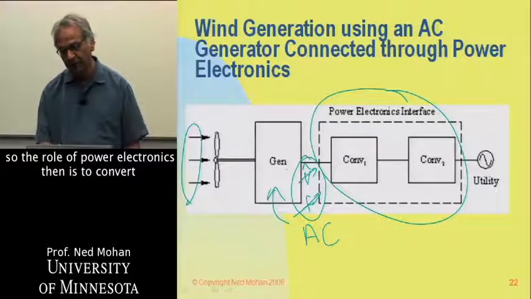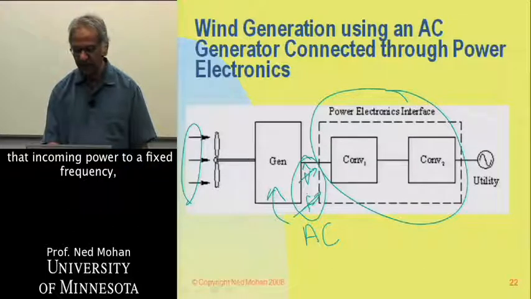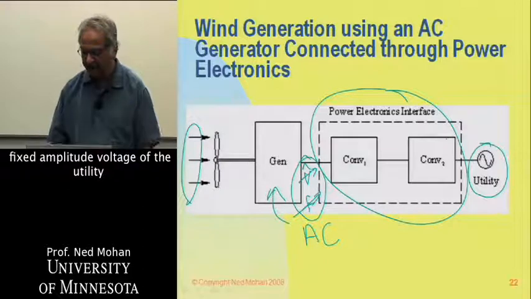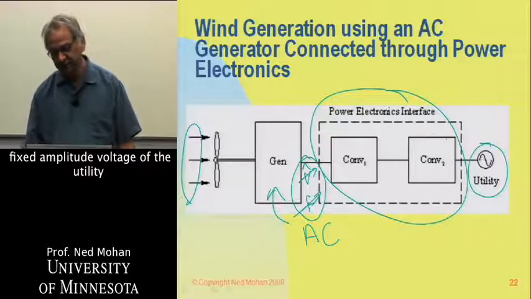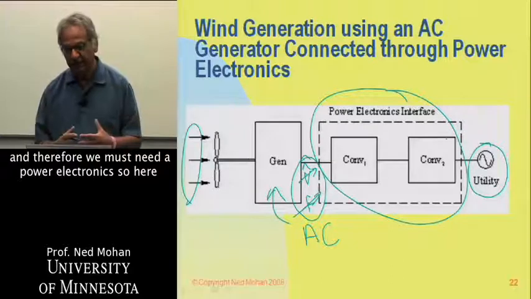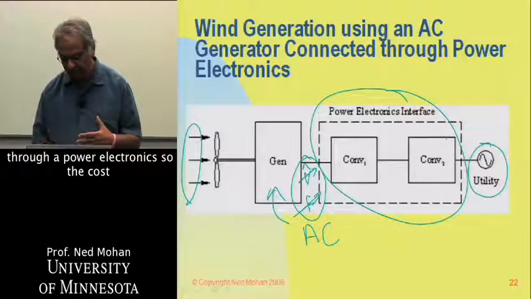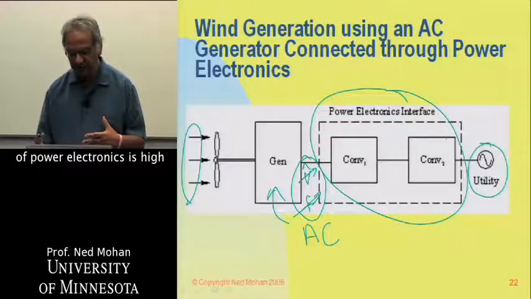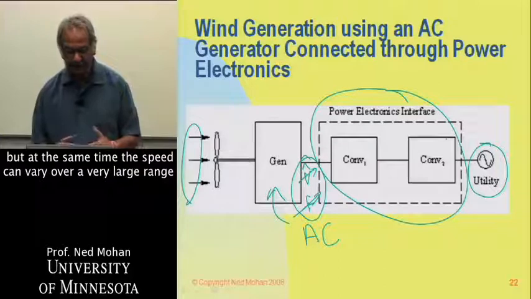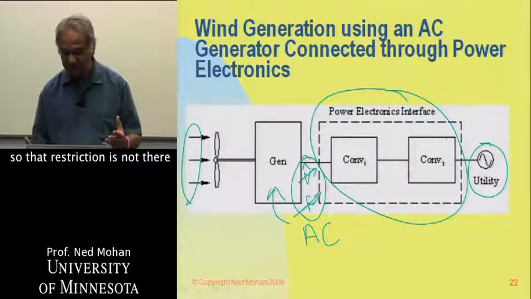So the role of power electronics then is to convert that incoming power to a fixed frequency, fixed amplitude voltage of the utility. And therefore, we must need power electronics. So here, as you can see, all the power is flowing through the power electronics. So the cost of power electronics is high, but at the same time, the speed can vary over a very large range. So that restriction is not there.